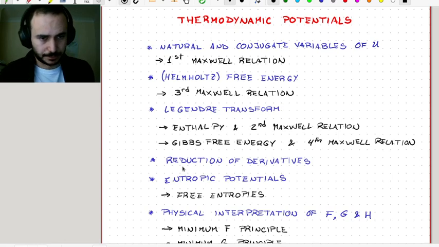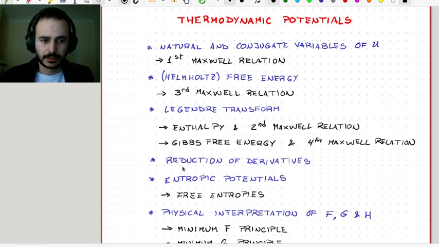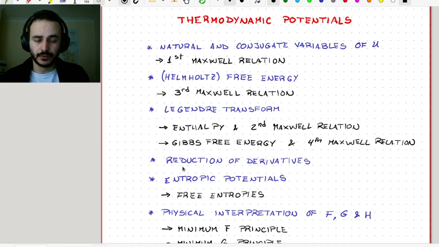also entropy. So then we're going to define mathematically a new function of state. That's something we are going to call the Helmholtz free energy, and we're going to see that using the same trick of the mixed partial derivatives, we can obtain another very useful relationship that's called the third Maxwell relation.